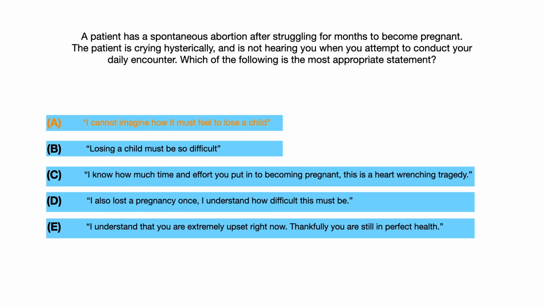And let's go through these. So all of these answers, to one extent or another, with the exception of maybe one of them, sound kind of good. But let's talk about the two obvious ones. Choice D, I also lost a pregnancy once. I understand how difficult this must be. You never, on USMLE, ever want to use personal information about your own history to try to make a patient feel better. That's never going to be the correct answer. So we can cross out choice D.